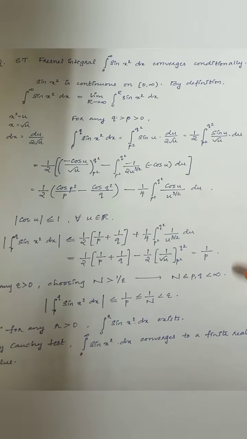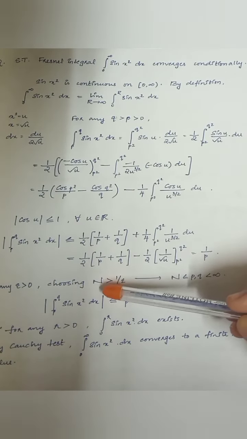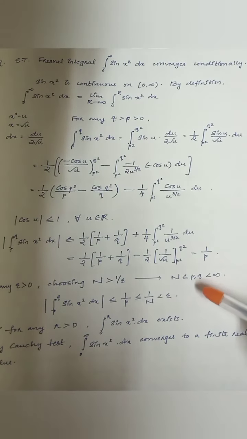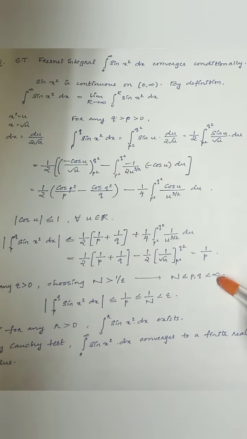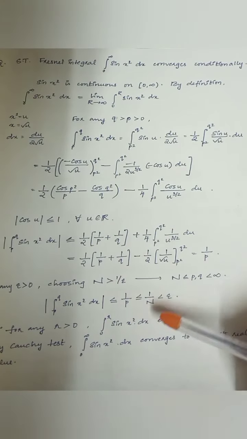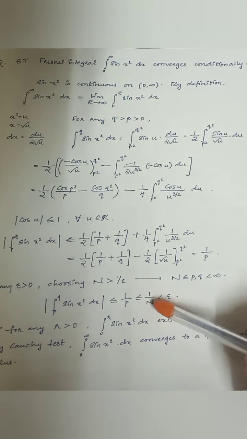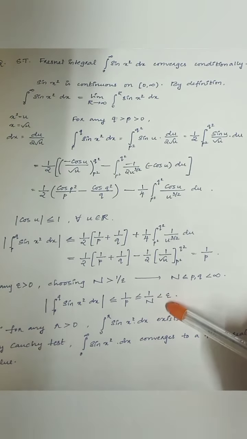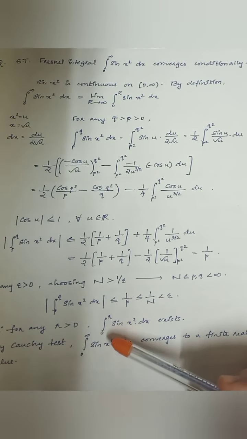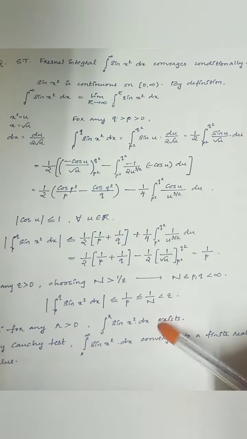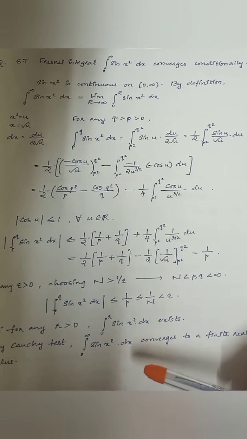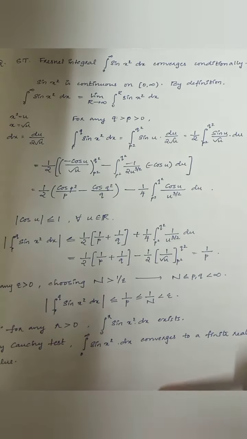Hence, corresponding to any epsilon greater than 0, choosing an n greater than 1/epsilon, we get for n less than or equal to p, q less than infinity, |integral from p to q of sin x² dx| is less than or equal to 1/p, which is less than or equal to 1/n and less than epsilon. Since for any r greater than 0 the integral from 0 to r of sin x² dx exists, now by the Cauchy test, we get that the integral from 0 to infinity of sin x² dx converges to a finite real value.